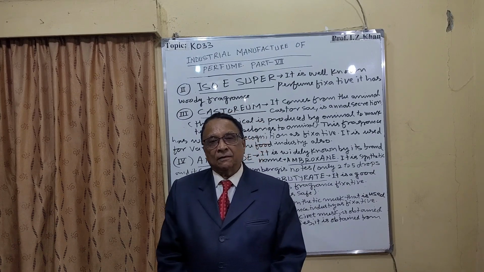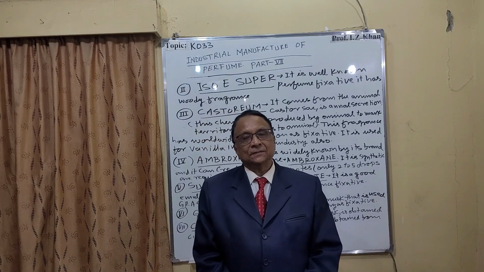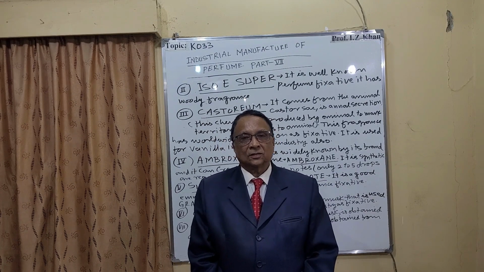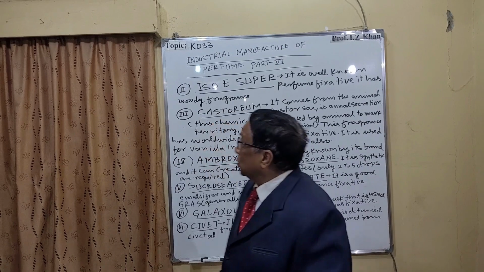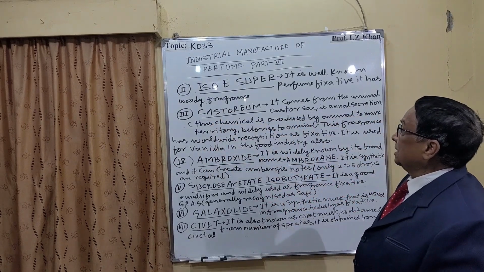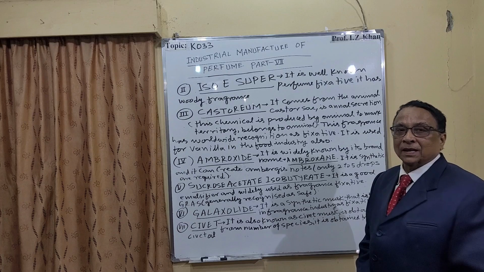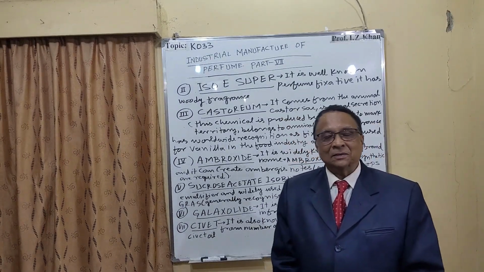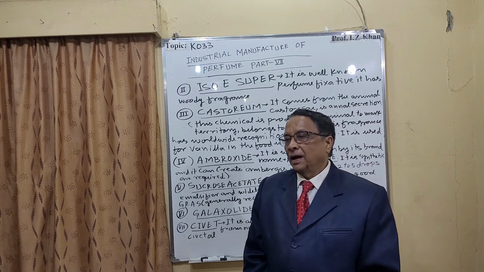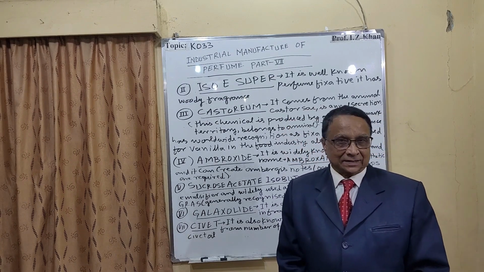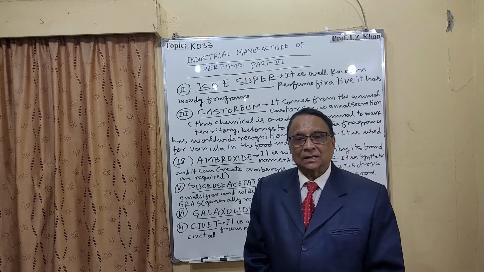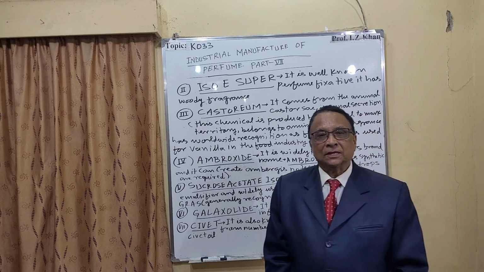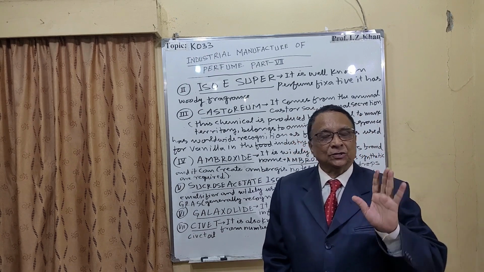So in continuation of different types of fixatives in the fragrance industry, or we can call it the perfume industry, number 2 is called ISO E Super. Actually ISO E Super, I call it the mother of all fragrance, and those who are interested to start their manufacturing unit for perfume must first purchase ISO E Super.